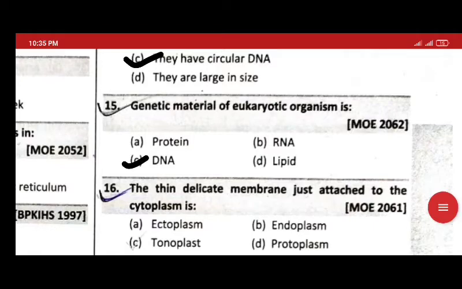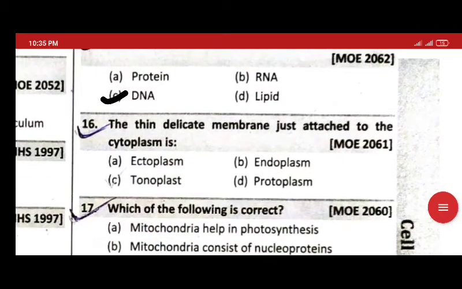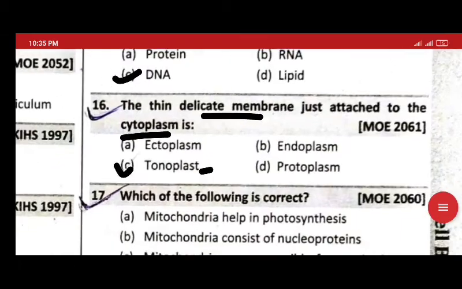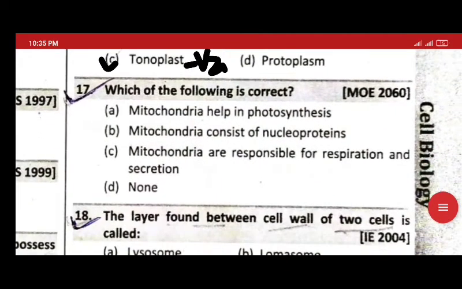Now number 16: the thin delicate membrane attached to the cytoplasm, that is called the tonoplast, and this tonoplast comes under the vacuole. Now which of the following is correct? In number 17: not photosynthesis, nucleoprotein, no nucleoprotein, respiration and sex. So C is the right answer.